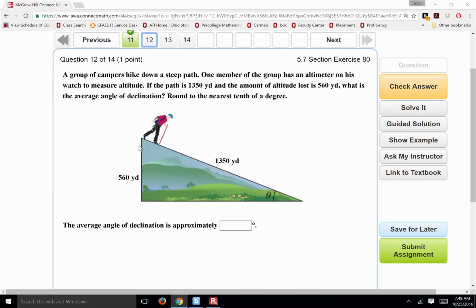Everything has been set up for you in the picture, but here is the story if you're interested in reading it. Okay, so the hypotenuse is 1,350. One of the legs, the opposite side, is 560. We are wondering about theta. So hypotenuse and opposite side are given, guess which function we are going to use? Sine.